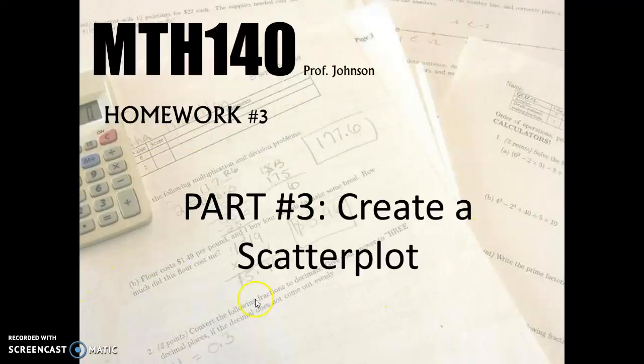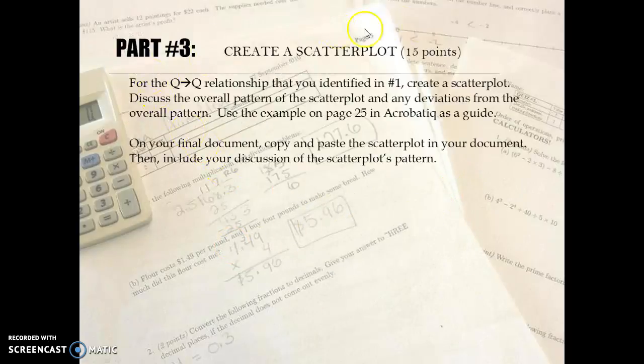Math 140. Here's the last video for week number 3. You've seen the previous ones about research questions and the two-way table. Now we're making a scatter plot. Here's the assignment as it's written on the course documents.